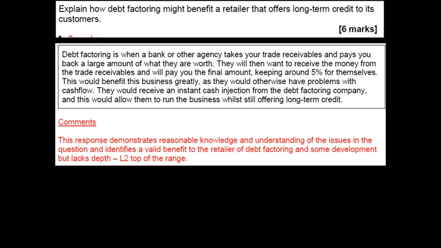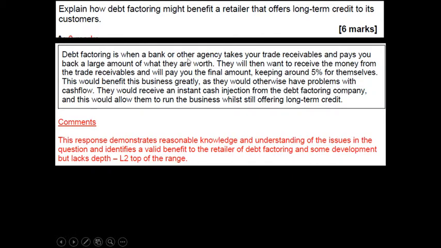Okay, so here's another explain or analyse type question. Explain how debt factoring might benefit a retailer, so there's your context there, that offers long-term credit to its customers. Okay, so the context is the retailer offering long-term credit. Here's an example of a question that got a response that got 4 marks.